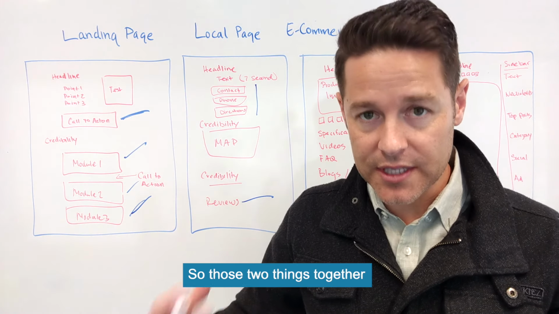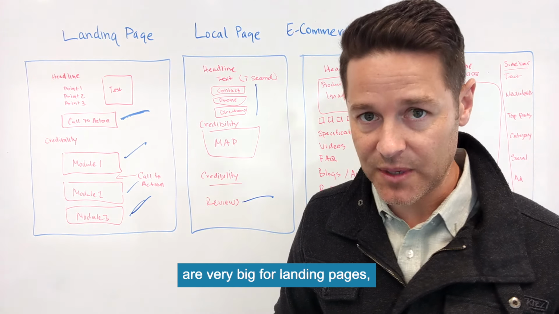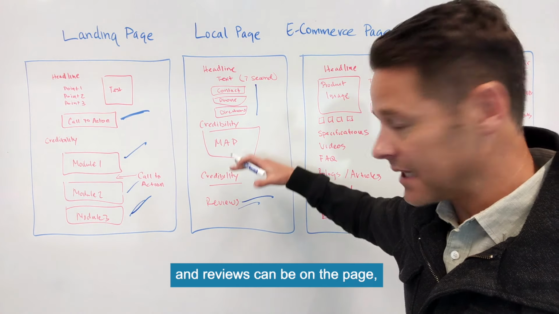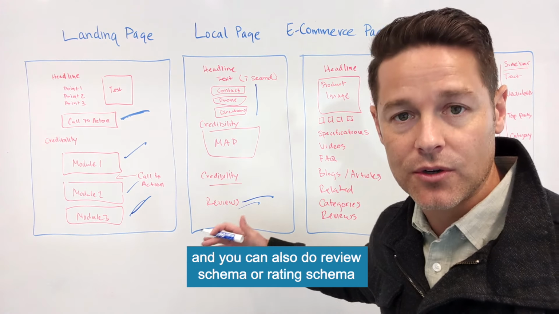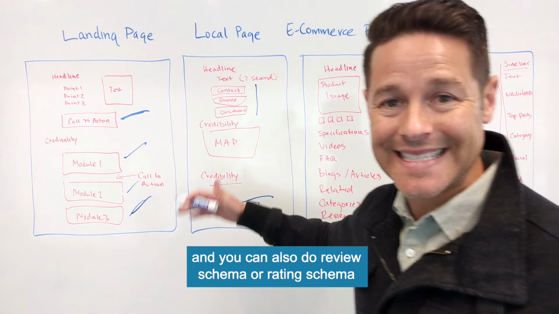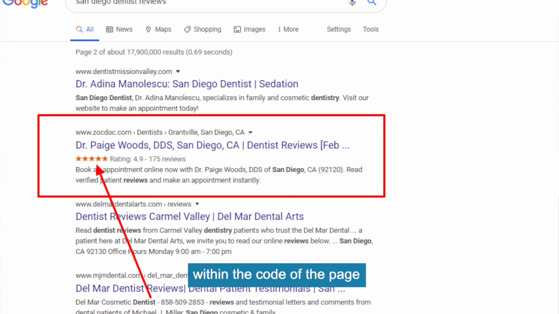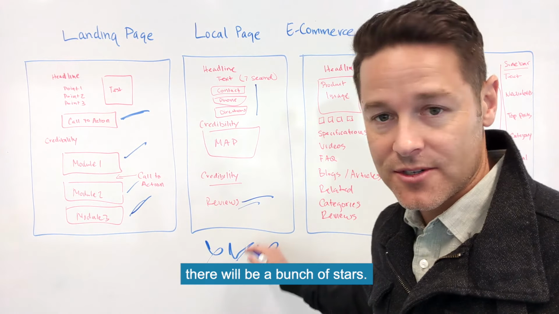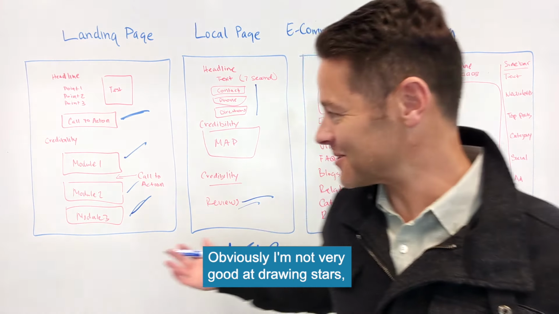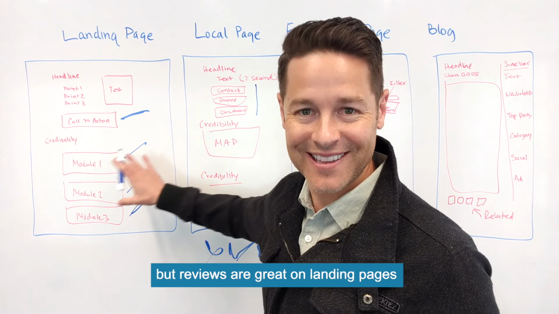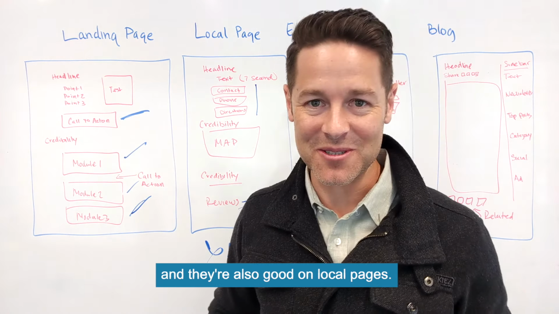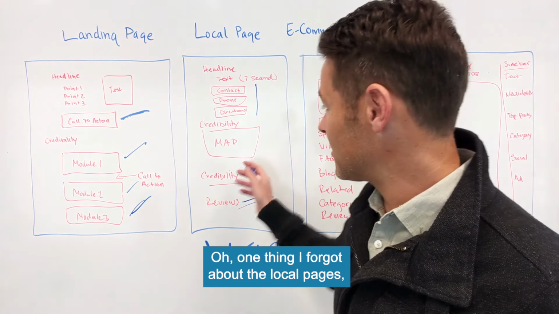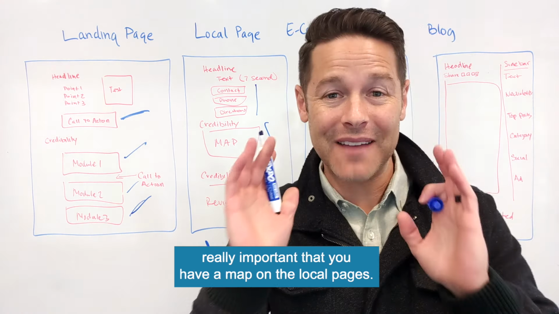So those two things together are very big for landing pages, and reviews can be on the page, and you can also do review schema or rating schema within the code of the page so that it shows up in Google with stars. So when somebody does a search for, again, that Dentist San Diego example, and this comes up, there'll be a bunch of stars. Obviously, I'm not very good at drawing stars, but reviews are great on landing pages, and they're also good on local pages, okay?